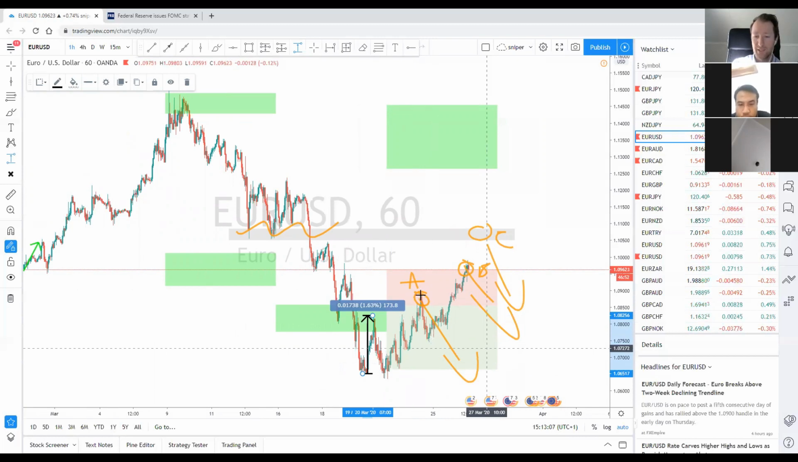Okay, so you can actually see my trade plan A, B, and D, and I think C might be the likeliest one actually. So yeah.